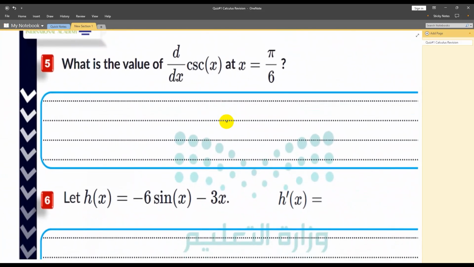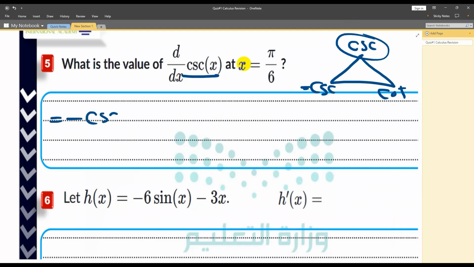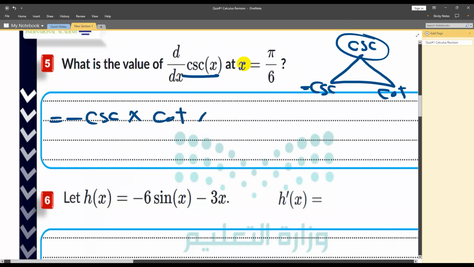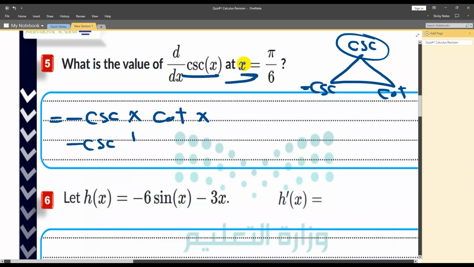We need the derivative of cosec x. Remember this triangle: cosec, cosecant, cotan, and one of them is negative. So if you need the derivative of cosecant, it will be negative cosecant cotan. So I will write the solution. It will be negative cosecant x cotan x. But I need it at pi over 6, so I'll make it negative cosecant pi over 6 cotan pi over 6. And you just need to calculate it. Let's do it together.